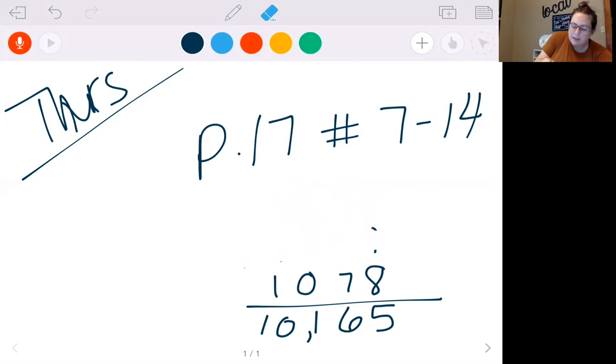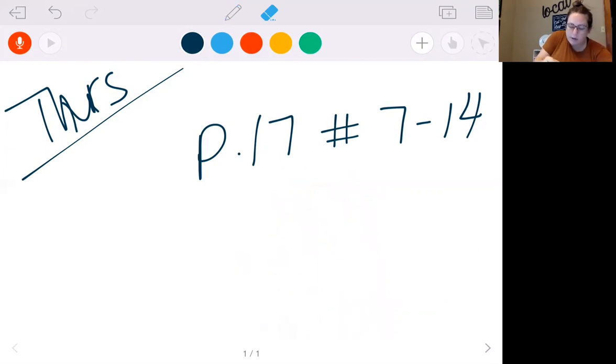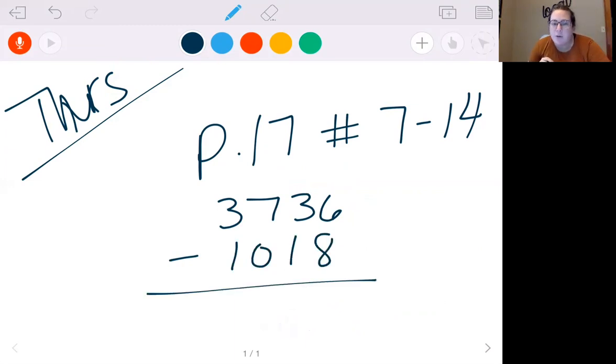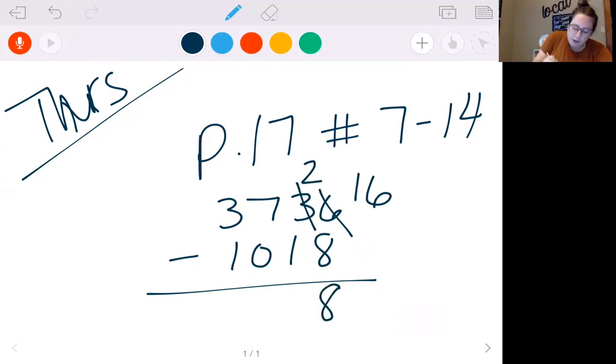And then let's look at a subtraction one that you did. So for subtraction, let's do number 2. 3736 minus 1018. Okay, right off the bat, we're going to have to borrow here. I can't do 6 minus 8. So I'm going to change this to a 16, borrow from this 3, and make it a 2. Now I have 16 minus 8, which is 8. 2 minus 1 is 1. 7 minus 0 is 7. And 3 minus 1 is 2. 2,718 is your final answer for that one.